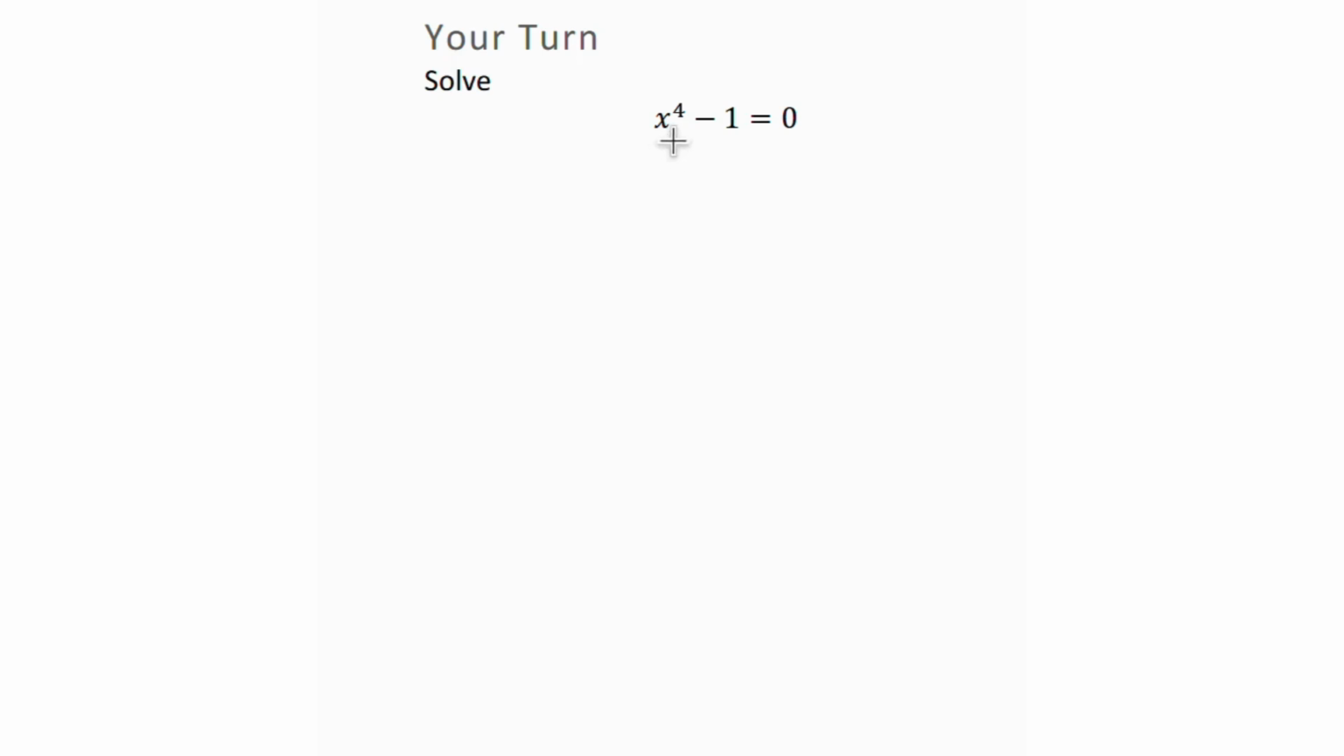Solve the equation x to the 4 minus 1 equals 0. I'm going to start by using the factor theorem. Substituting 1 in, I get 1 minus 1 does indeed equal 0. So that means that x minus 1 is a factor.